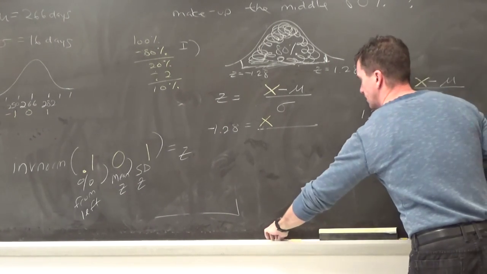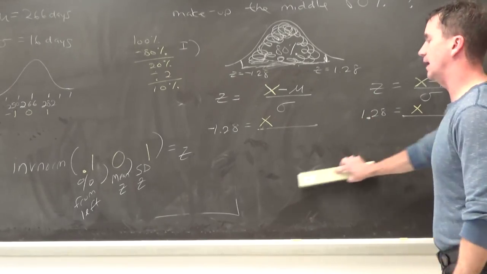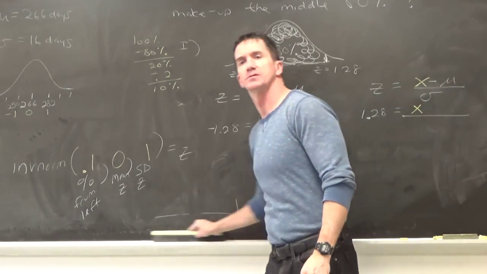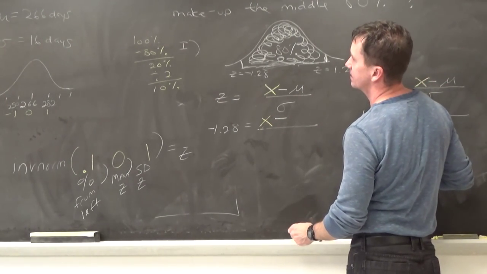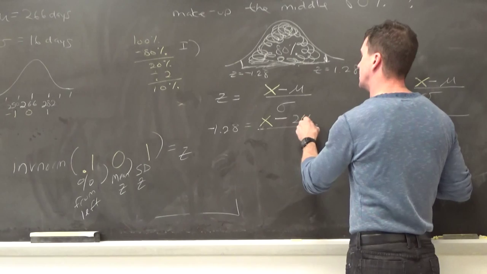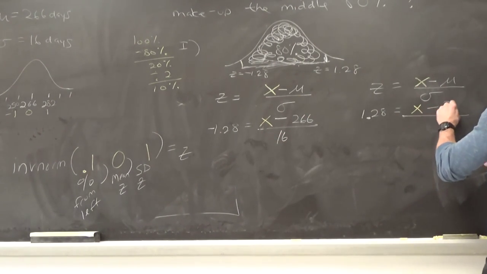And this could be one of only two times in this whole class you and I are going to do some algebra. Because it looks like we're just going to do a little algebra. Mu was 266. Standard deviation was what? 16. Can you help me solve this?